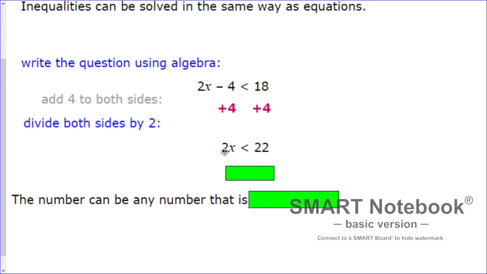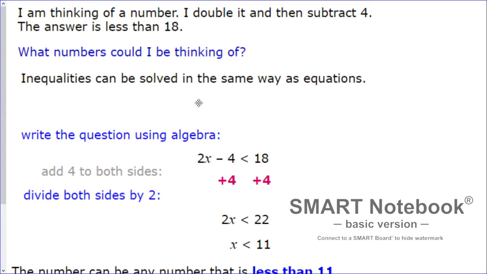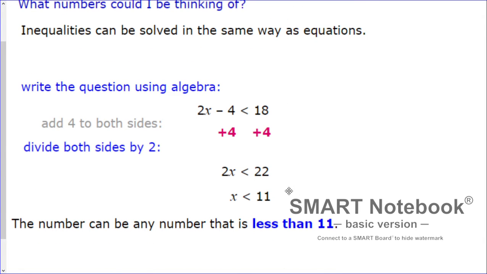It's multiplying by 2 here. We divide by 2 on both sides. We get x is less than 11. You just carry the inequality along with you, not doing anything. So any number that is less than 11 will fit our statement at the beginning. If I take, say, 10, 10 times 2, 20. 20 minus 4 is 16. Yes, the answer is less than 18. Any number less than 11 will work.